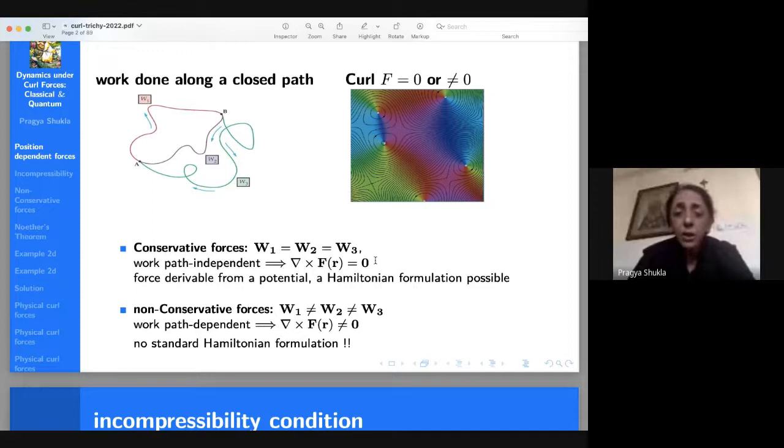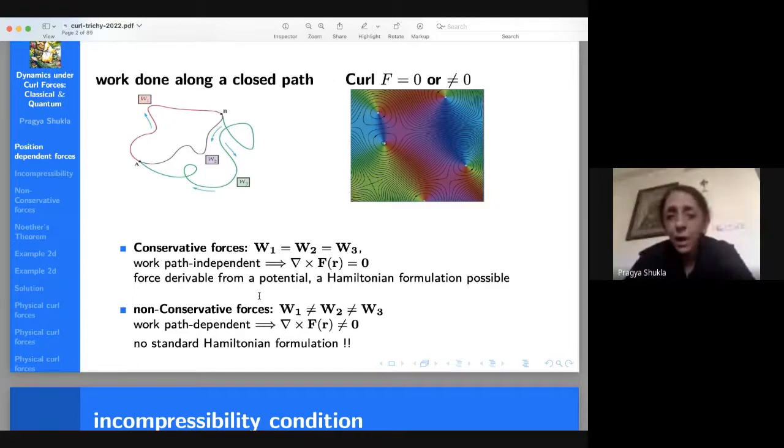Now, if the curl of a vector is 0, probably most of you remember, that means it can always be written in a gradient form. The force can always be written in a gradient form, because the curl of a gradient field is always 0. So for any force for which the work is path independent, that kind of force can be derived from a potential, that means a scalar potential.